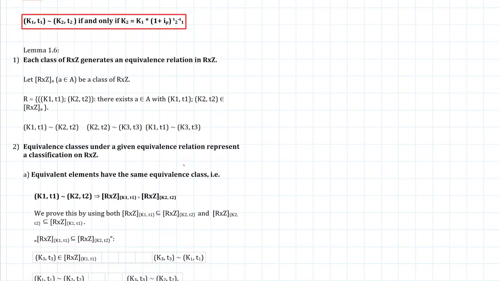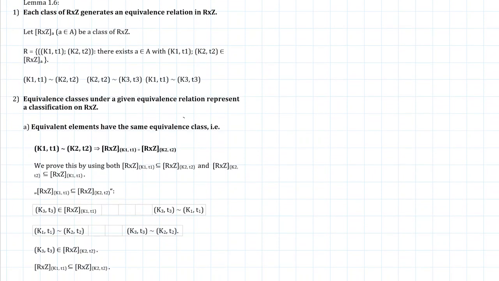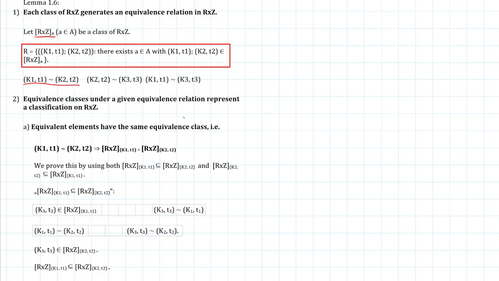So the first statement: each class of the given set generates an equivalence relation in the given set. So suppose we have a class of the given set. This is the notation of the class. Then the class division corresponds to the following relation. K1 and K2 relate to each other if they are in the same class. So if K1 and K2 relate to each other, then this means that the two belong to the same set or class. And this relation is reflexive, symmetric and transitive, and thus an equivalence relation.